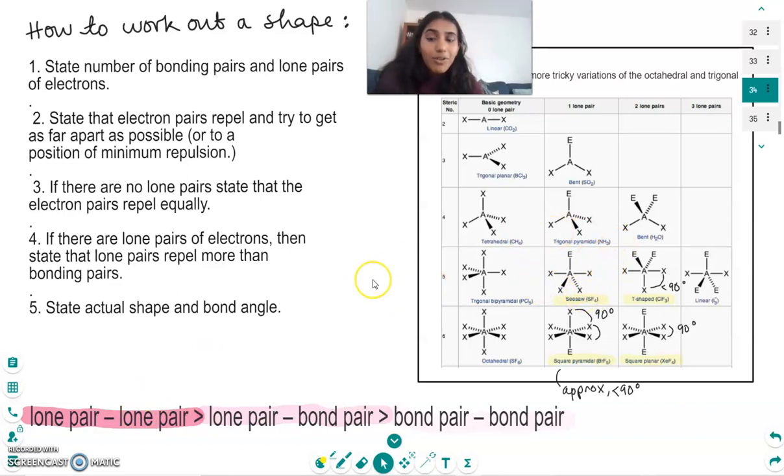So for example, if we're talking about ammonia here, we'd say that the basic geometry of the shape would be tetrahedral. However, there is 1 lone pair, so it would form a trigonal pyramidal shape, and have 107 degree bond angles between the bond pairs to achieve maximum separation, minimum repulsion. And so that would be the shape and the bond angle of that shape.